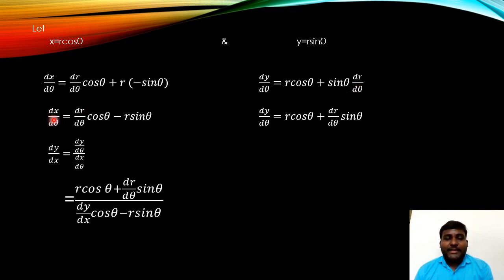Simplifying both equations, we will get dx by d theta is equal to dr by d theta cos theta minus r sin theta, and dy by d theta is equal to r cos theta plus dr by d theta sin theta. We are going to substitute in this equation to get dy by d theta over dx by d theta, so that we can cancel d theta and d theta to get dy by dx. When we substitute that, we will get dy by dx is equal to r cos theta plus dr by d theta sin theta over dr by d theta cos theta minus r sin theta. Going to the next.